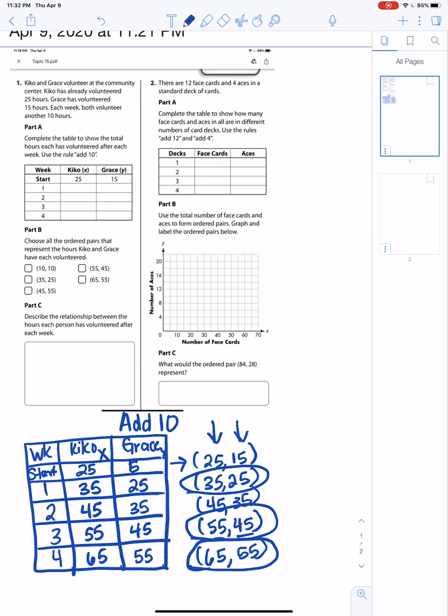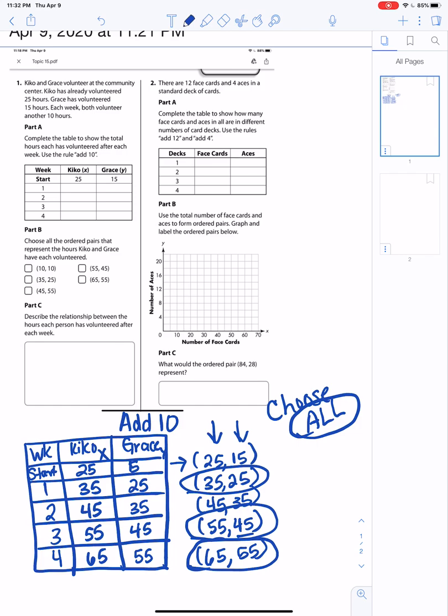You're going to see on your learning check in just a minute several questions that say choose all. This word right here is really important because you've got to pick all of them that apply. Part C says describe the relationship between the hours that each person has volunteered.